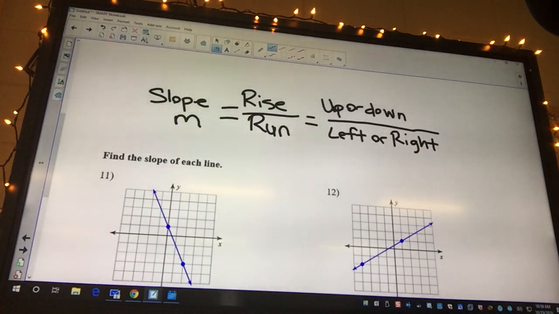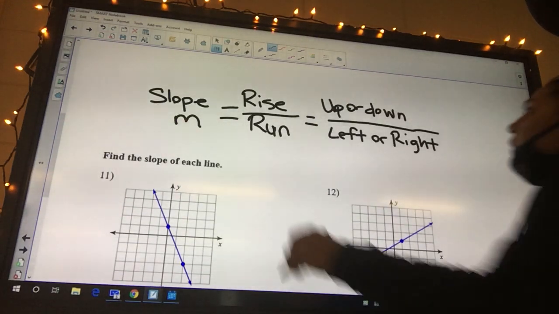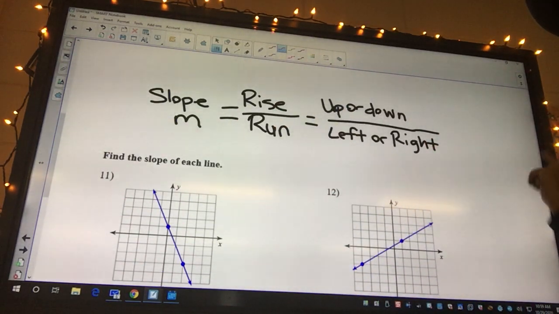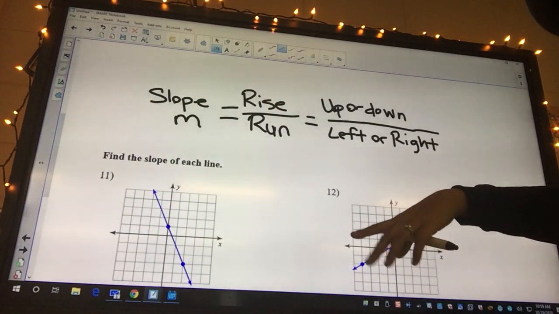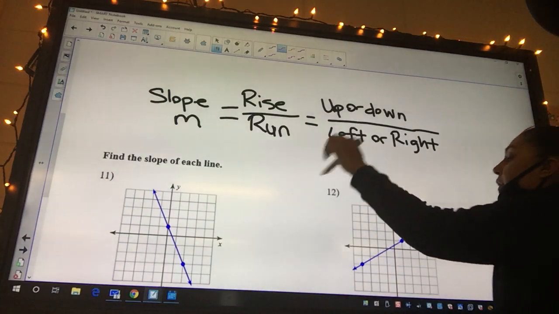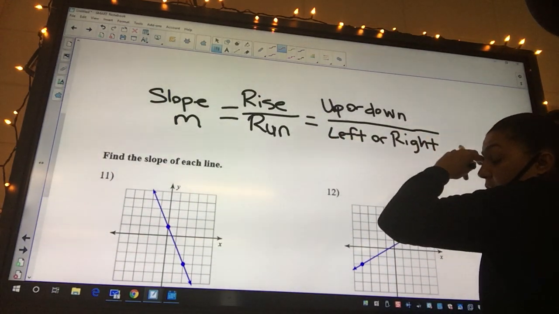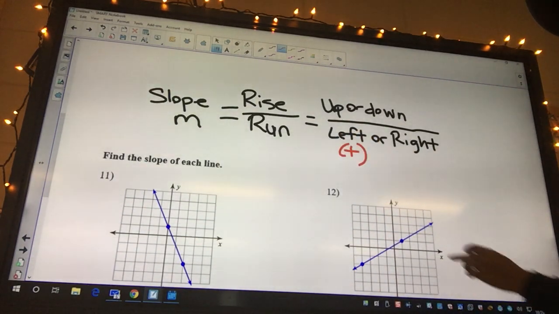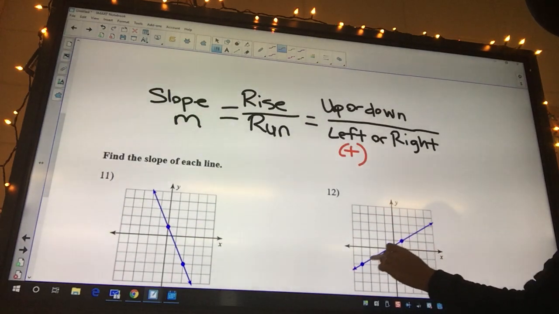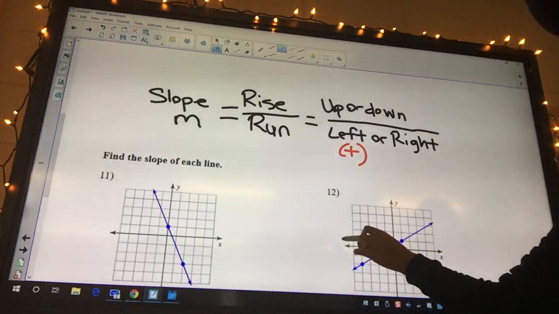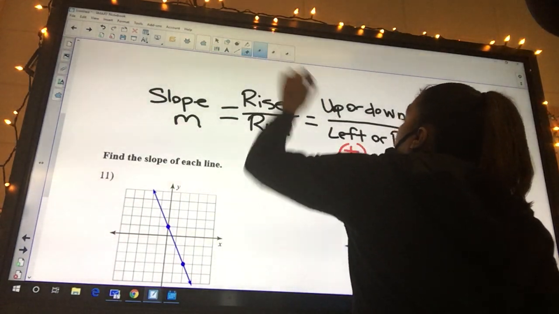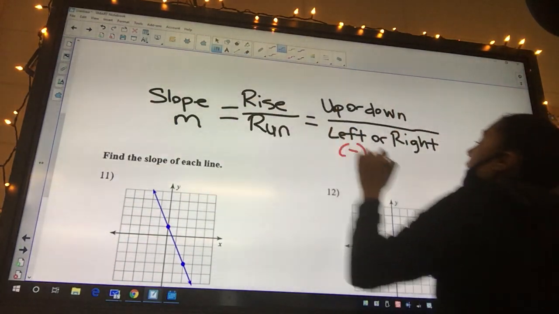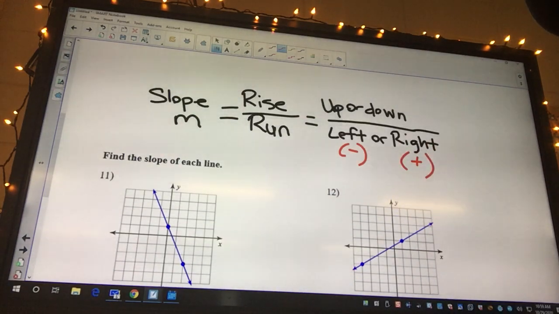When we do slope, we always go up and down first, and then we go left or right. It's really just a matter of counting. And then you need one more little note. If we're going to the left when we're running, that means our slope is going to be positive. No, I did it backwards. If we're going to the left, our slope is negative. If we're going to the right, our slope is positive.